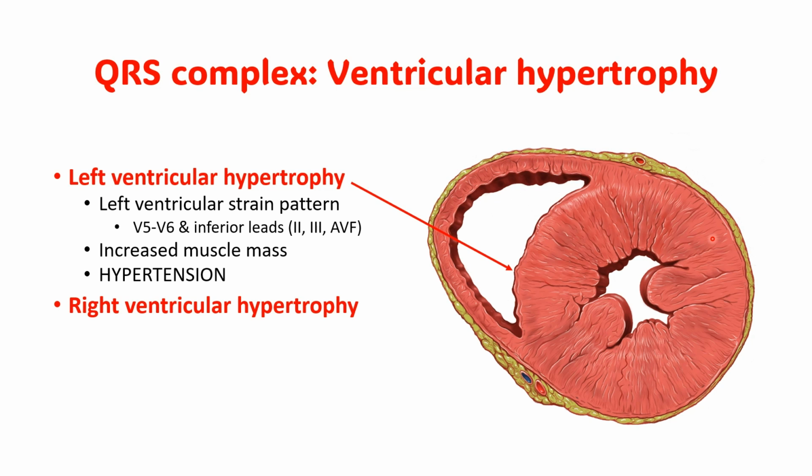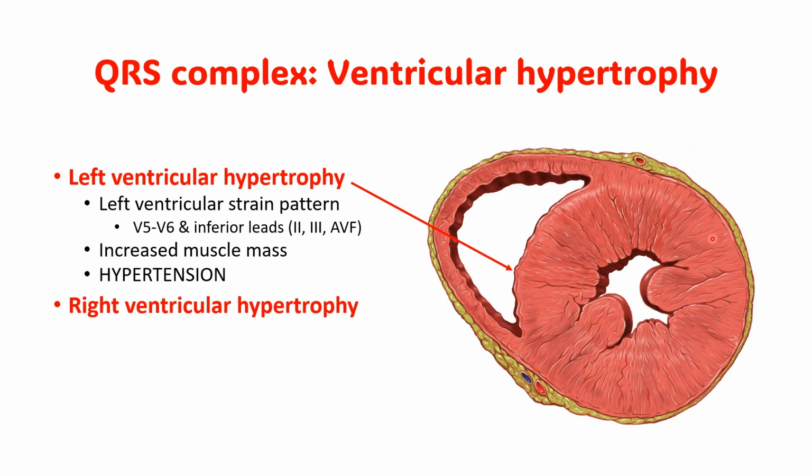Other causes of left ventricular hypertrophy, such as aortic stenosis, because we know that aortic valve communicates directly with the left ventricle. Aortic regurgitation, mitral regurgitation, and aortic coarctation. And we can't forget about our hypertrophic cardiomyopathy either.